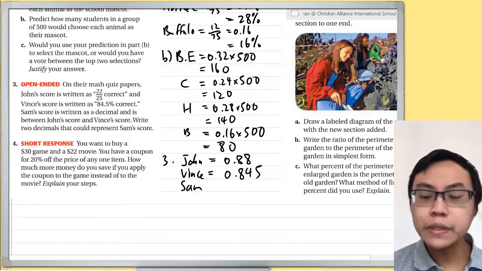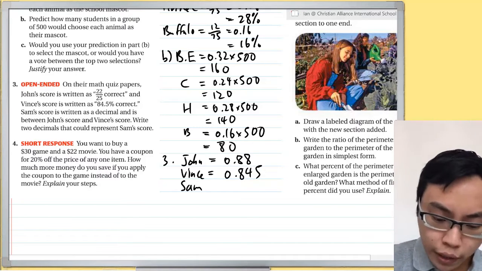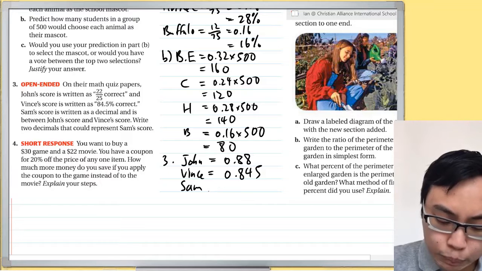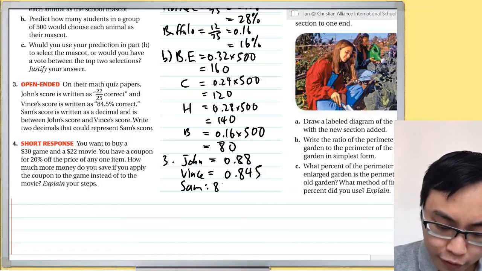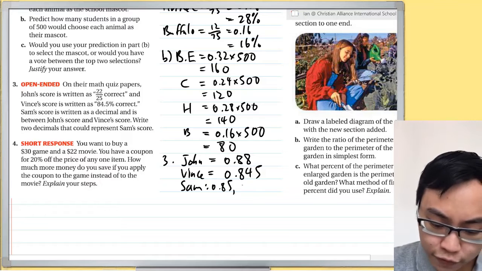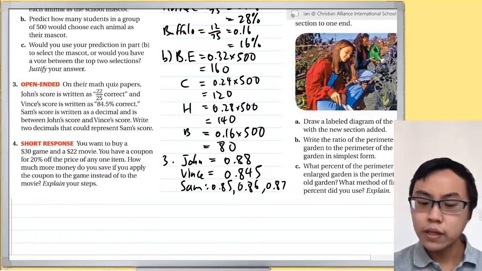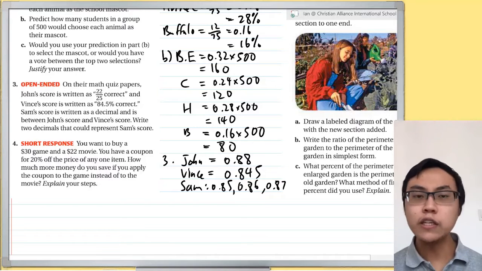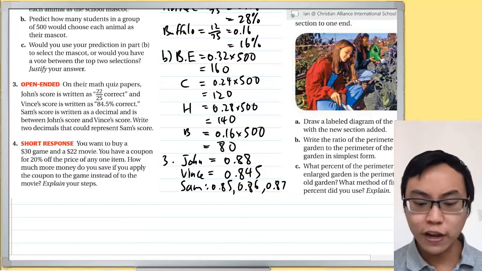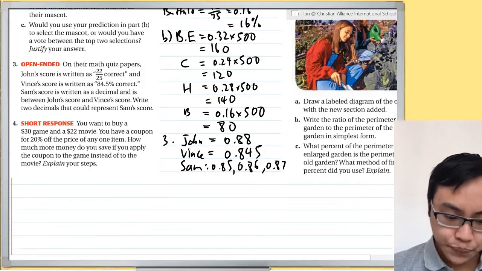And so Sam's score will be somewhere in between. So any two decimals that are in between, so we can have 0.85, 0.86, or 0.87. Any of these three are fine. You can even put 0.855, 0.865, 0.875 as well, those are also fine.